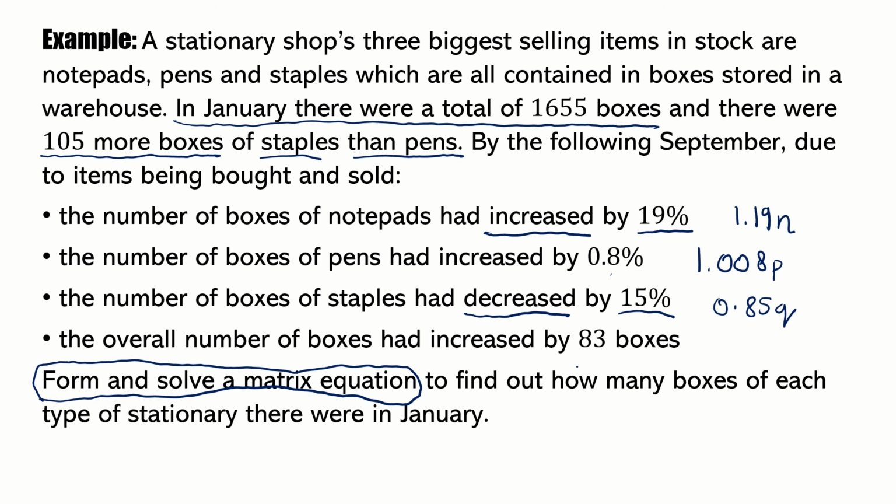And then the overall number of boxes has increased by 83 boxes. Again, people make the mistake of setting the equation we're about to write equal to 83. But no, it's telling us that the number of boxes we already had before, we're then adding an extra 83 on top of that. So we need to do the 1655 we had before plus 83, which, by the way, would get you 1,738.